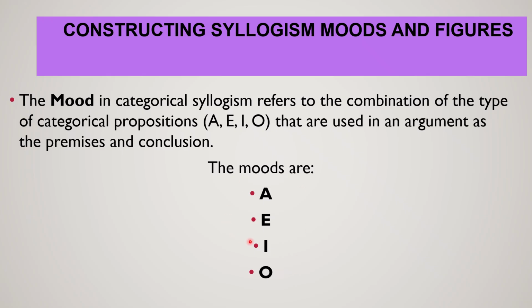We combine three of them because in a deductive argument, it must have two premises and one conclusion. And that is a must in a deductive argument, because we get the conclusion directly from the premises.